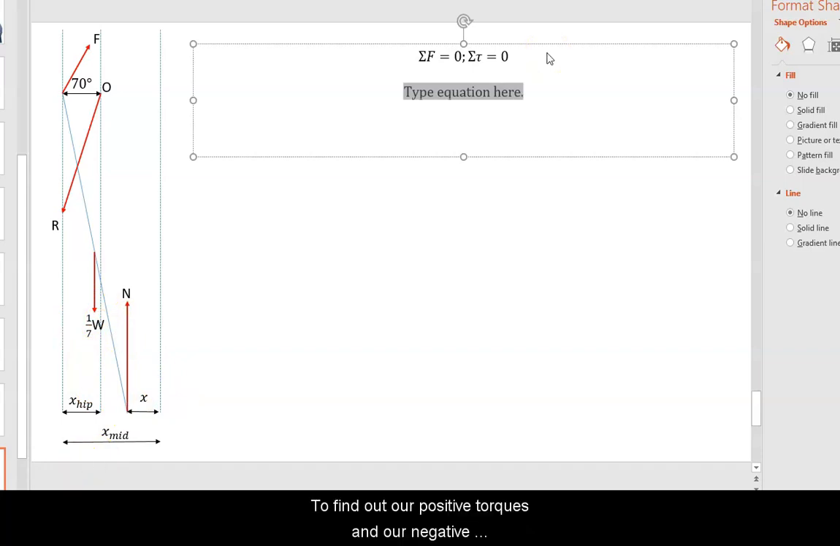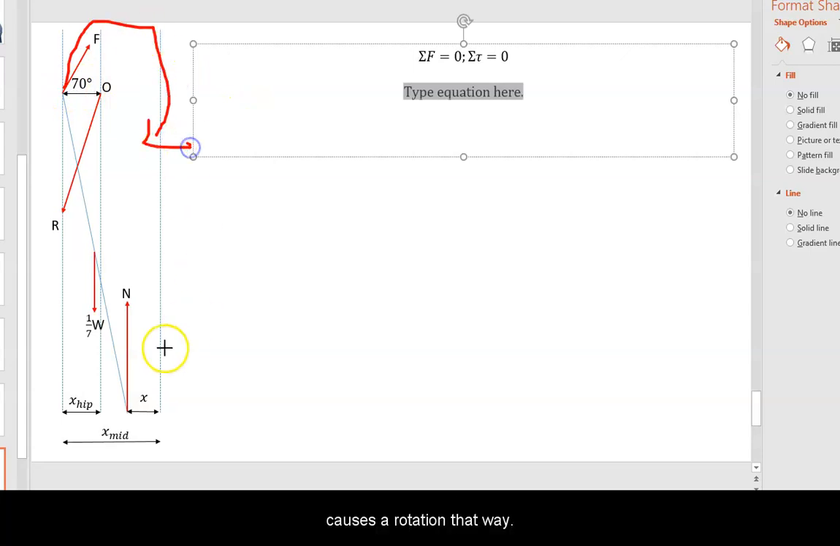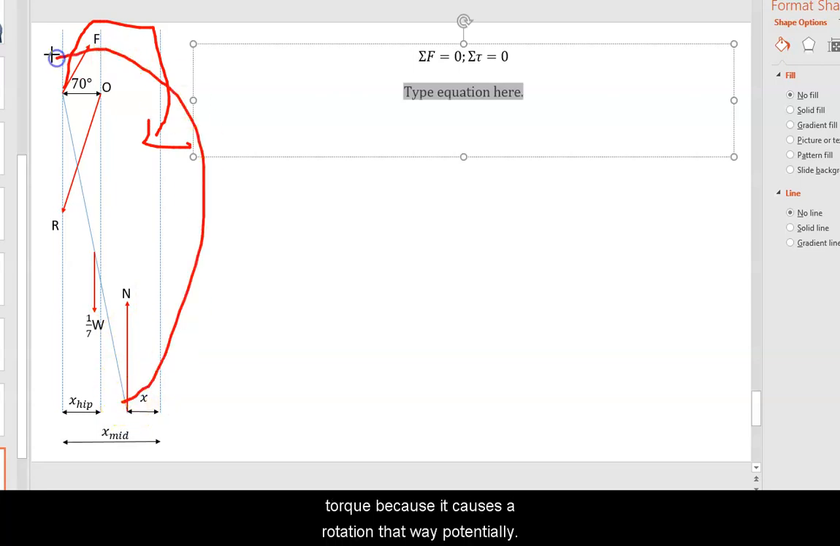To find out our positive torques and our negative torques, we know F is going to be a negative torque, right? We know F is going to cause a negative torque because it causes rotation that way. We know the normal force is going to cause a positive torque because it causes a rotation that way, potentially. And here's why I say potentially. We need to know where the normal force is, and based on where the normal force is, where the center of mass of the leg is.